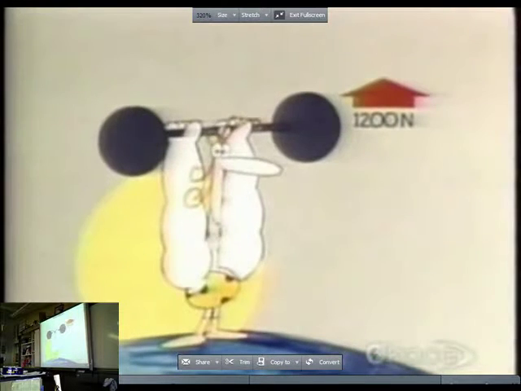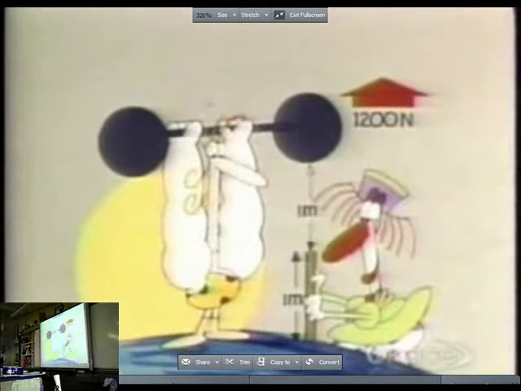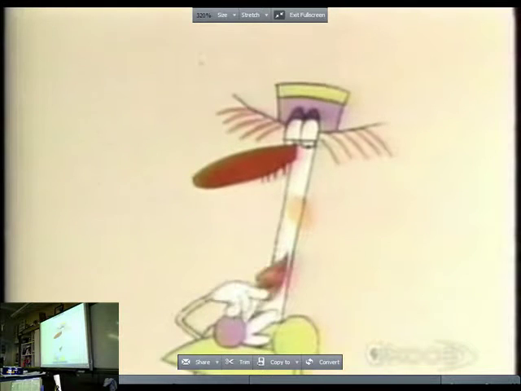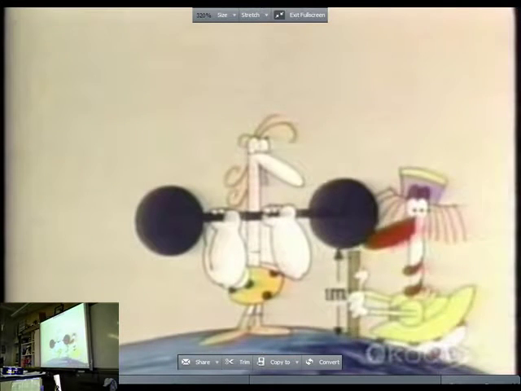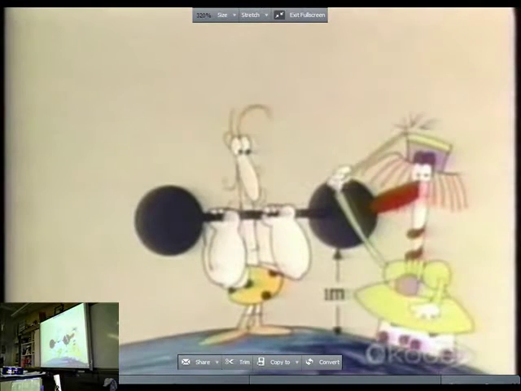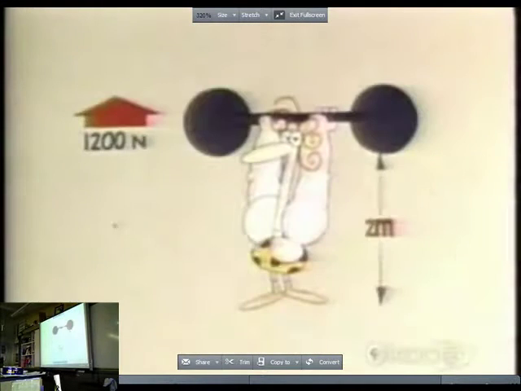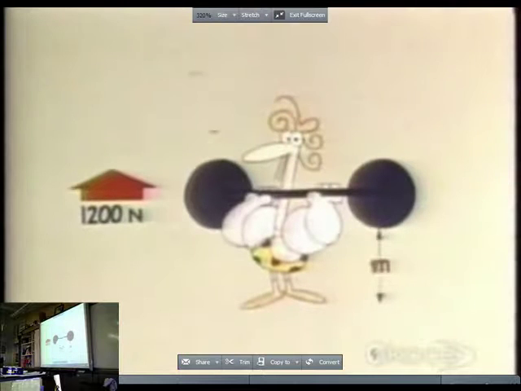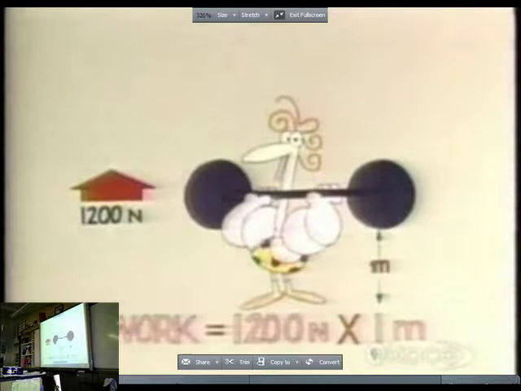1,200 newtons worth? To lift the barbell? How far? Exactly 2 meters. But what if you only lifted the barbell half that distance, say 1 meter? Surely that doesn't take as much work as lifting the barbell 2 meters. When you lift the barbell all the way up, you're doing 1,200 newtons times 2 meters worth of work. When you lift it only halfway up, you're doing half that amount of work. 1,200 newtons times 1 meter.